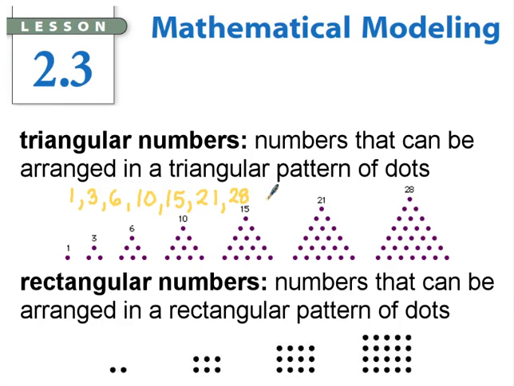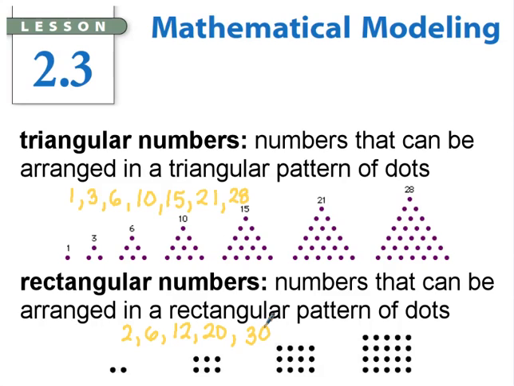That's how that sequence is created. Now the rectangular numbers, on the other hand, are numbers that can be arranged in a rectangular pattern of dots. Notice here we start with the 2. Then our next one is a 6. Then our next one is a 12. Then our next one is a 20. So what are we adding here? 4, 6, 8. So what would the next one be? 30, because you're adding 4, 6, 8, 10. The next one will be 12.